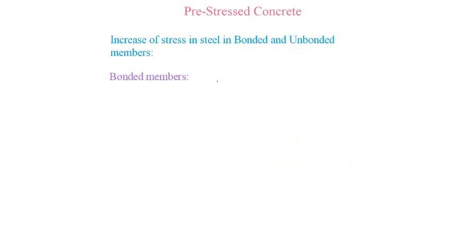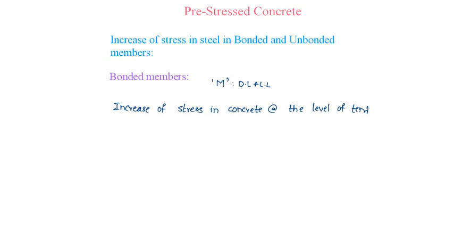Then external load is applied due to dead load and live load. Let us say the bending moment developed is M. Then the increase of stress in the tendon: the stress in concrete at the level of tendon due to the external load M will be Fc, which is equal to M by I into Y. Y is at the level of tendon E.